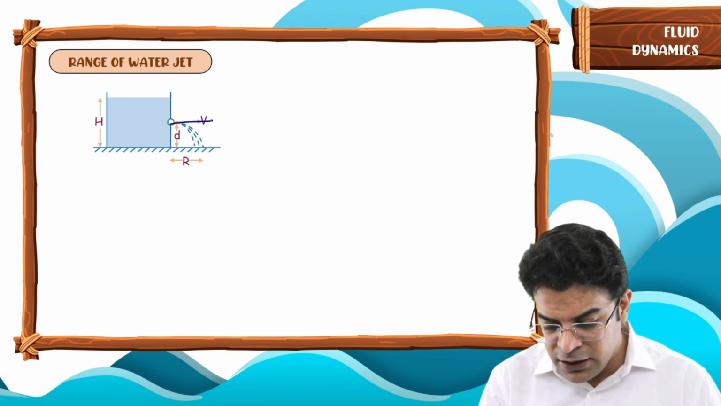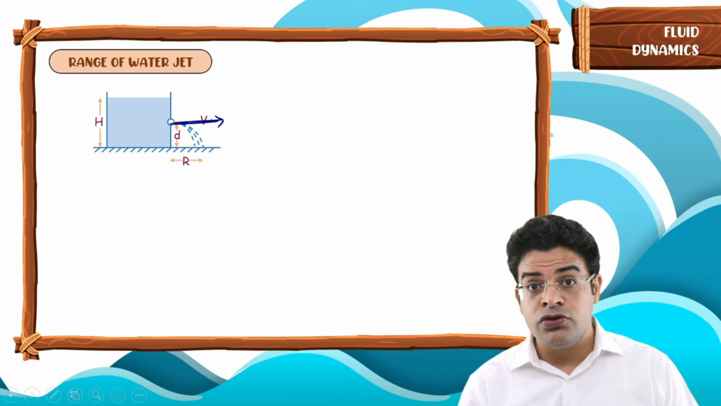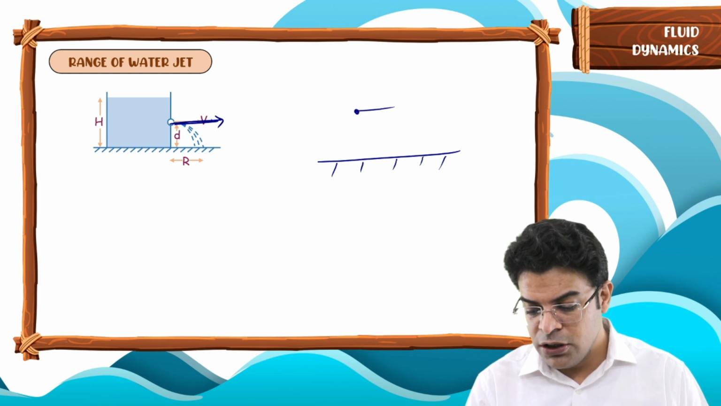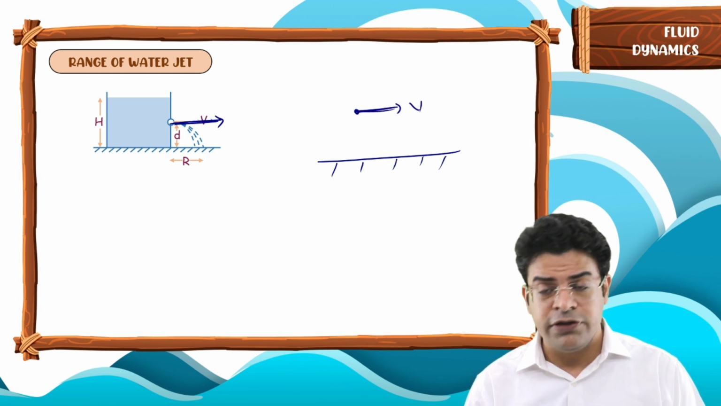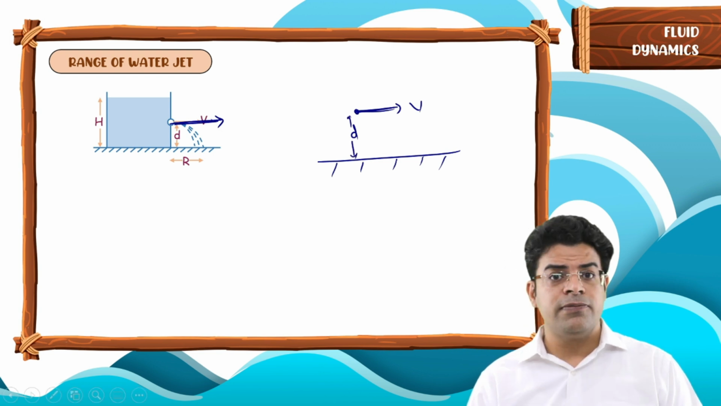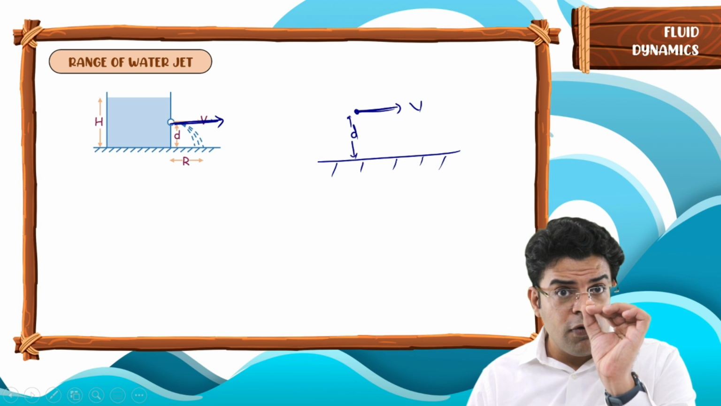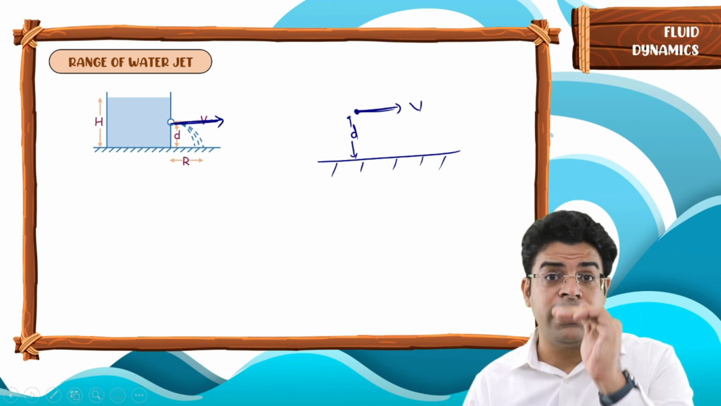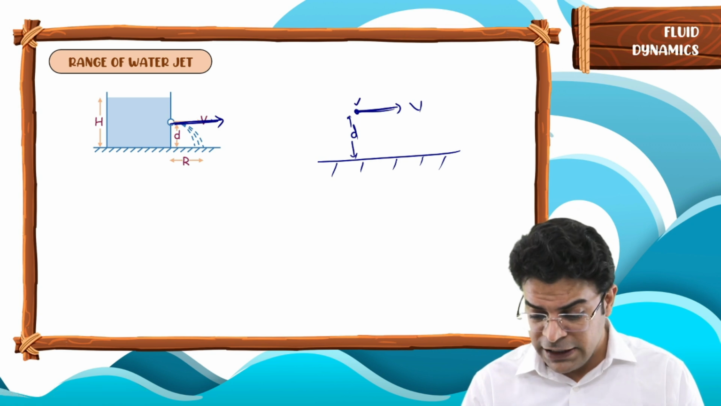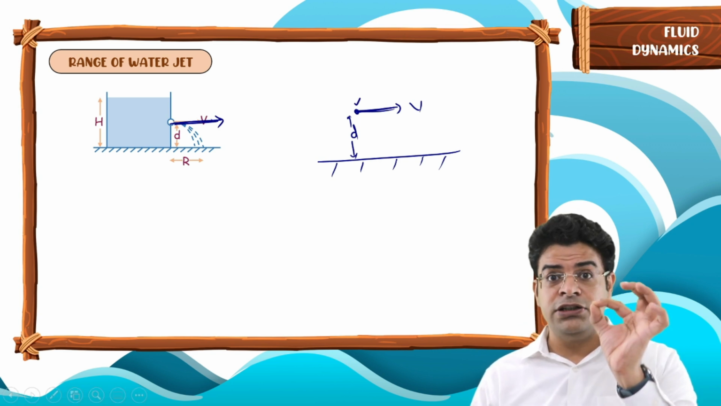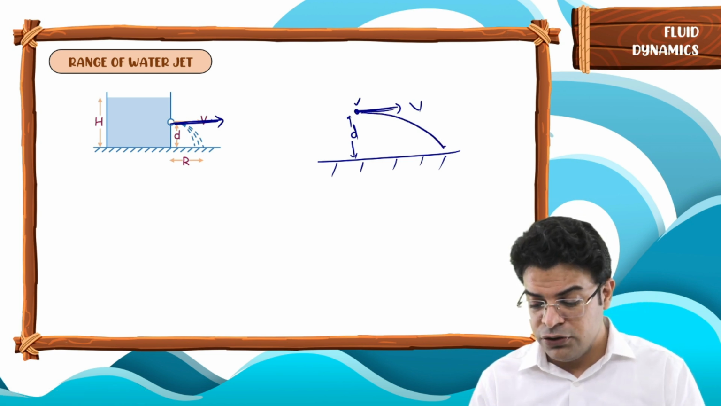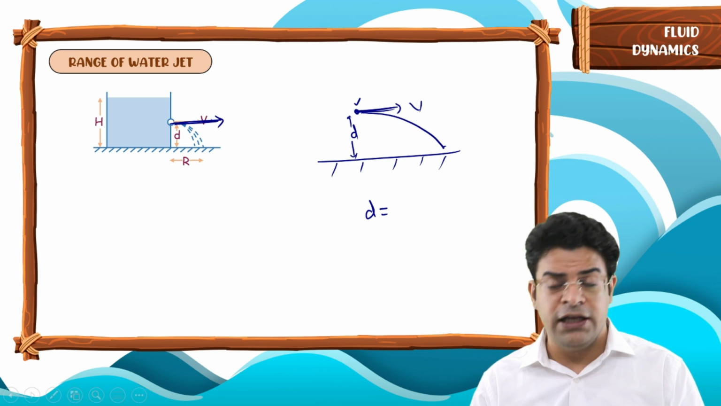Once the water jet comes out, it has velocity only in the horizontal direction. So we can use the concept we have learned in horizontal projection. We have given it a horizontal velocity v, and it has been released at a height d above the base. At the time of the water jet coming out, it has no vertical velocity, only horizontal velocity. So since the initial velocity in the vertical direction is 0, to find the time taken by it to fall down, we can use the second equation of motion in the vertical direction.